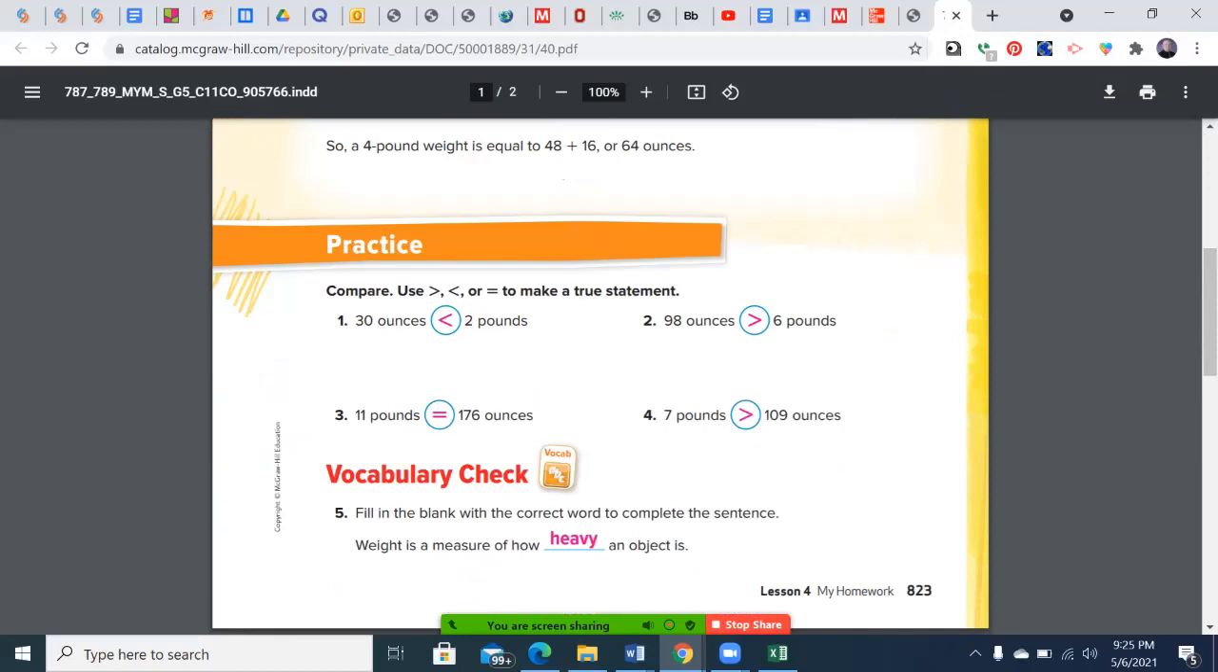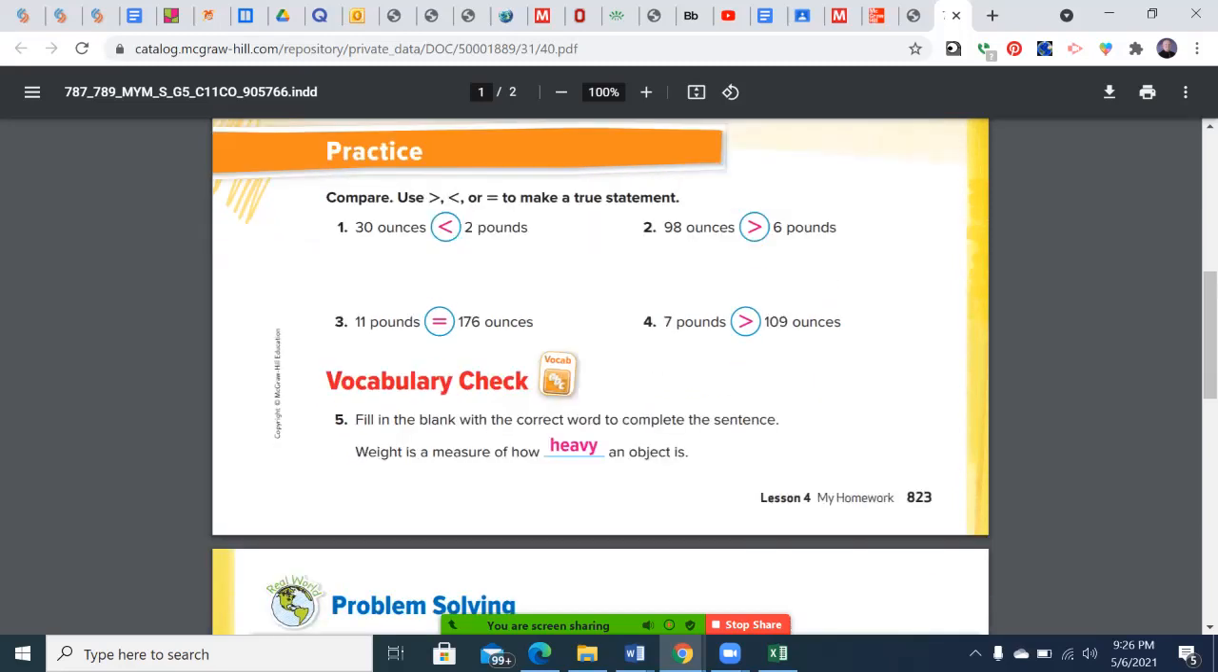Then we compared, and 2 pounds is 36 ounces, so that's less than 30, or greater than 30. 30 is less than 36. 98 ounces is greater than 6 pounds, but not by a lot. 11 pounds equals 176 ounces, and 7 pounds is greater than 109 ounces. Weight is a measure of how heavy an object is, and that also is influenced by gravity.